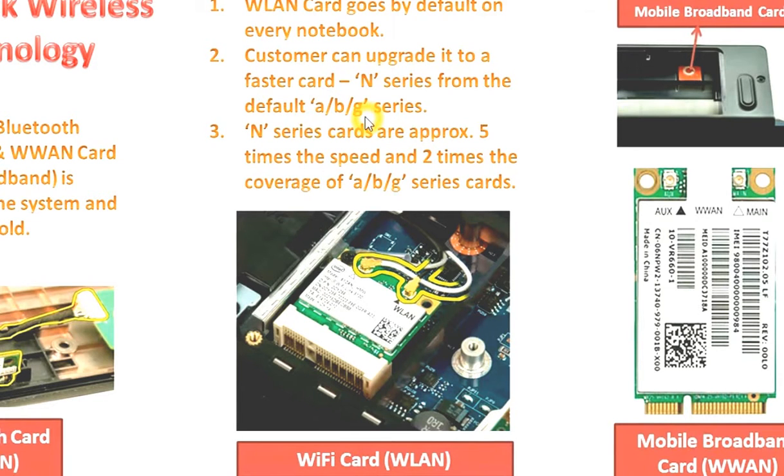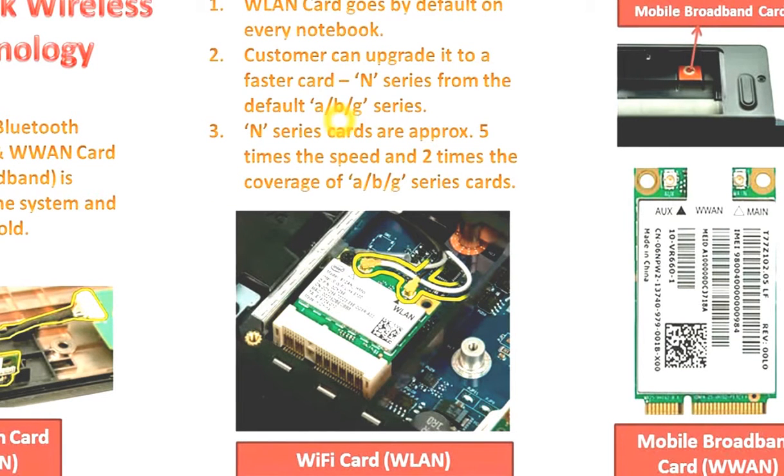Now what is this A/B/G and what is this N series? To tell you frankly, don't bother. Those are the terms of today, the current generation terms for Wi-Fi cards. All you need to remember is that A/B/G gives you a pretty good, decent speed, but there's something even better called the N series. N series cards are approximately 5 times the speed of A/B/G and 2 times the coverage of A/B/G.